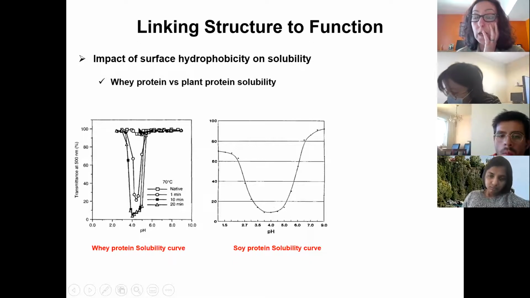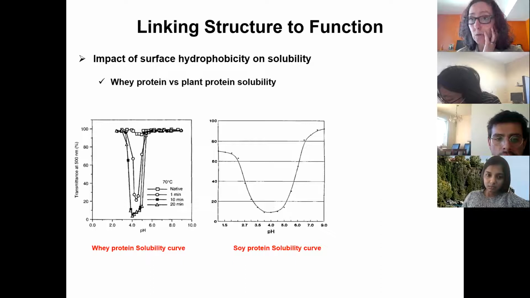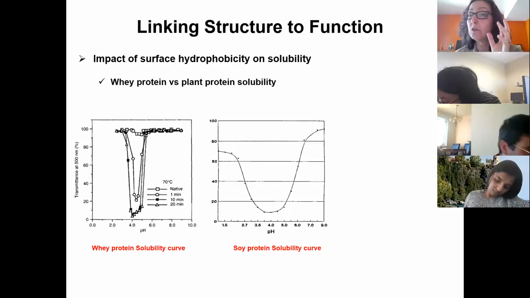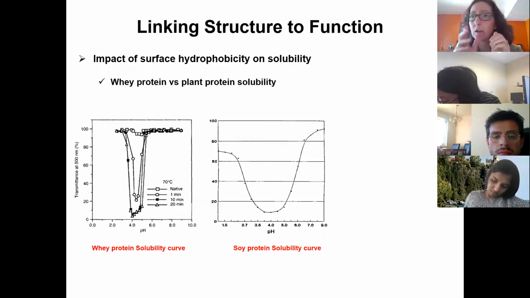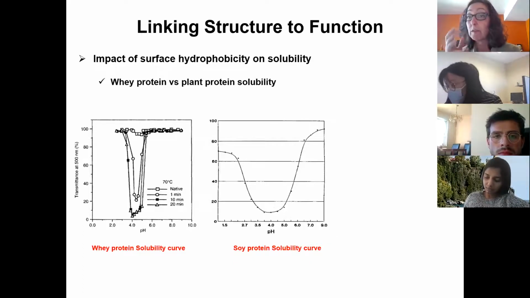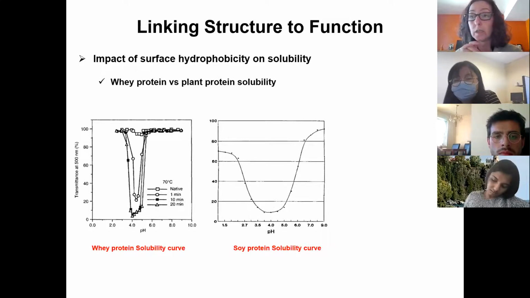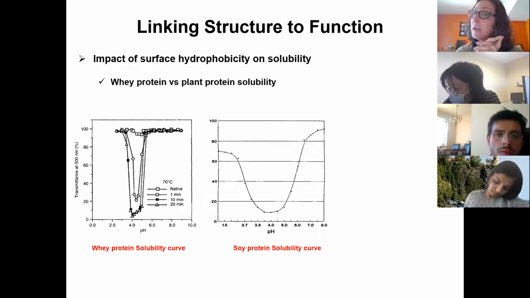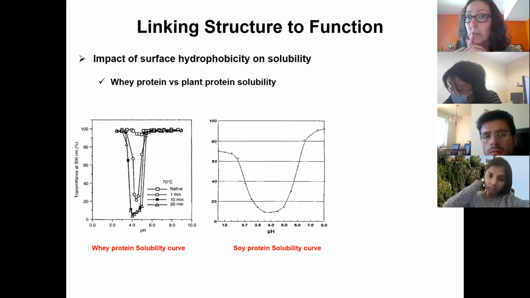And you would say, okay, a globular non-denatured whey protein has very low surface hydrophobicity. It has only one pouch of hydrophobic residues on the surface, and it's very hydrophilic on the surface. Take soy protein, for example. It is not very hydrophilic on the surface. It has good surface hydrophobicity, really high in surface hydrophobicity compared to native whey protein.